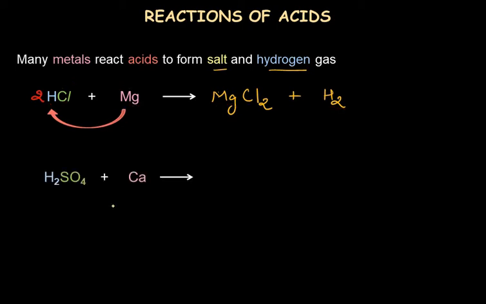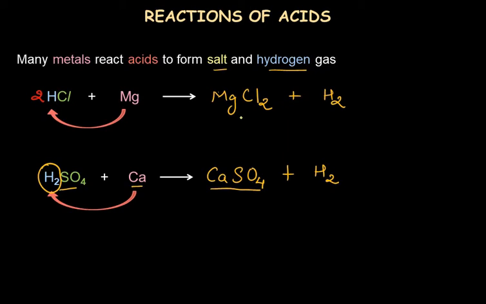Let's understand the other example where sulfuric acid is reacting with the metal calcium. Again, if hydrogen is replaced by the metal calcium here, then the sulfate salt, that is calcium sulfate, will be formed. Now again, hydrogen is replaced out, so that hydrogen is going to form the hydrogen gas here. And let's have a look at the proper formula of the calcium sulfate.